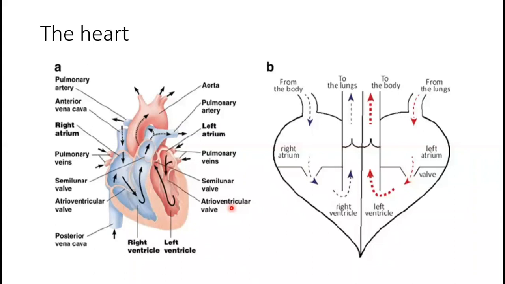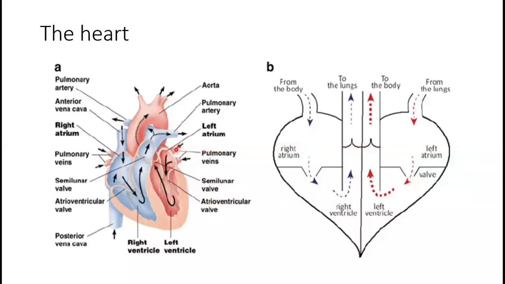Right ventricle receives deoxygenated blood from the right atrium. Left ventricle receives oxygenated blood. Okay. So the left side atrioventricular valve is also known as the mitral valve or bicuspid valve.